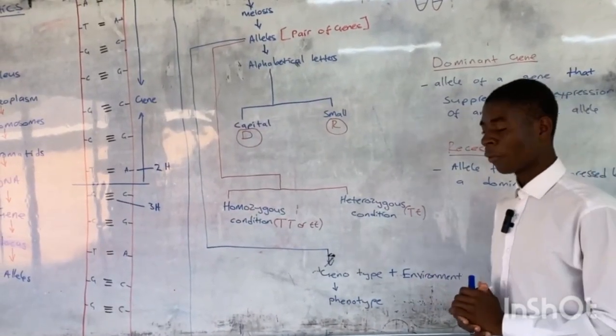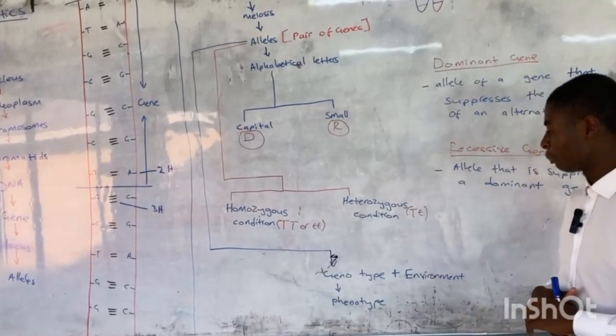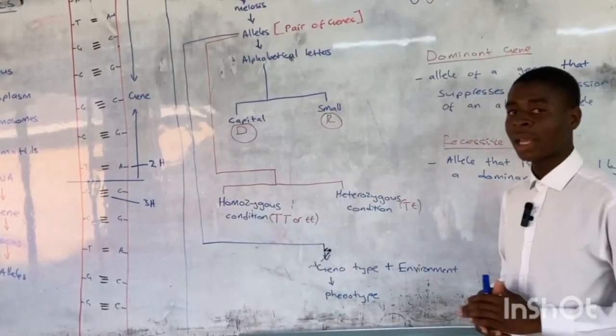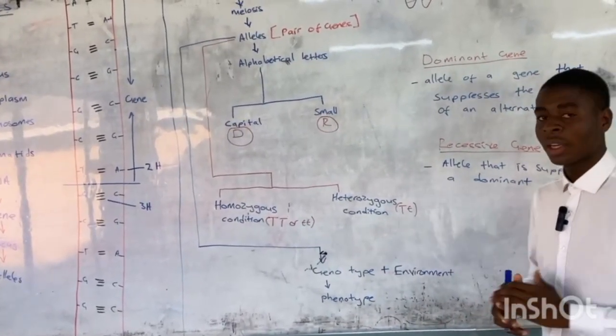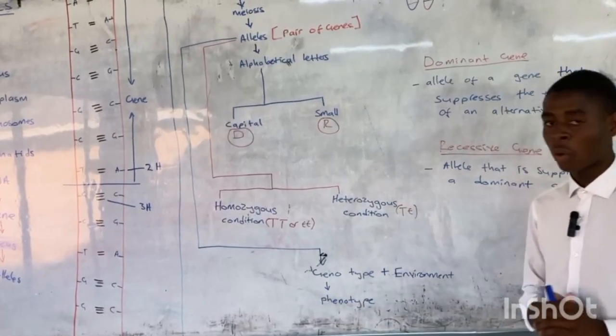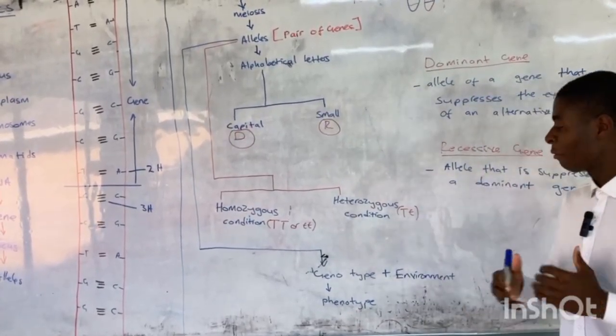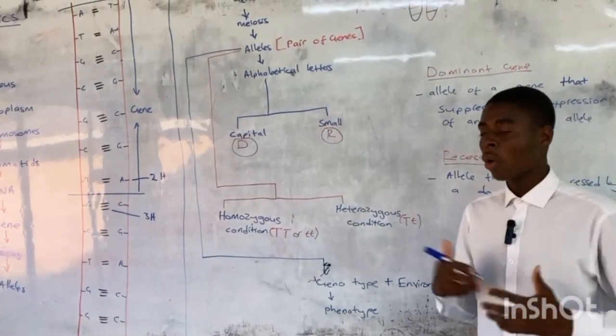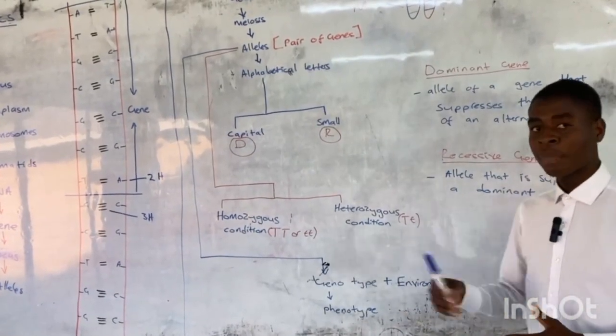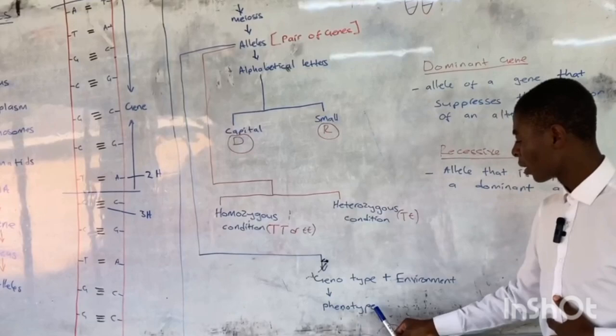This composition of alleles is what is called the genotype of an organism. The genotype of an organism influences or affects the physical appearance of an organism. The physical appearance of an organism is what is called the phenotype.